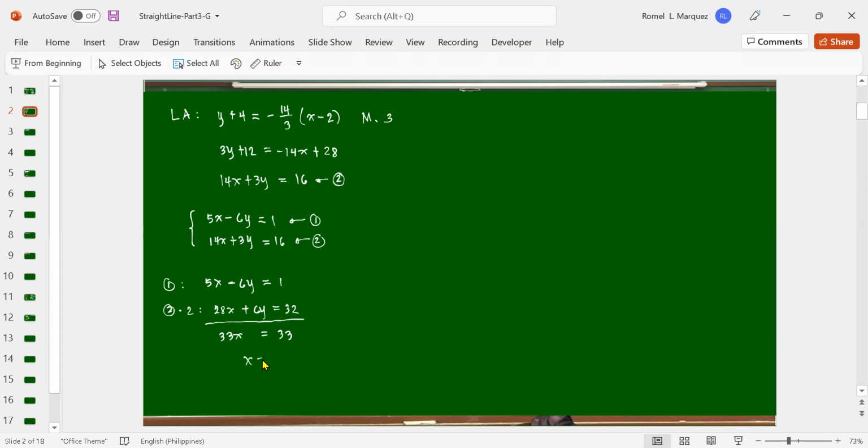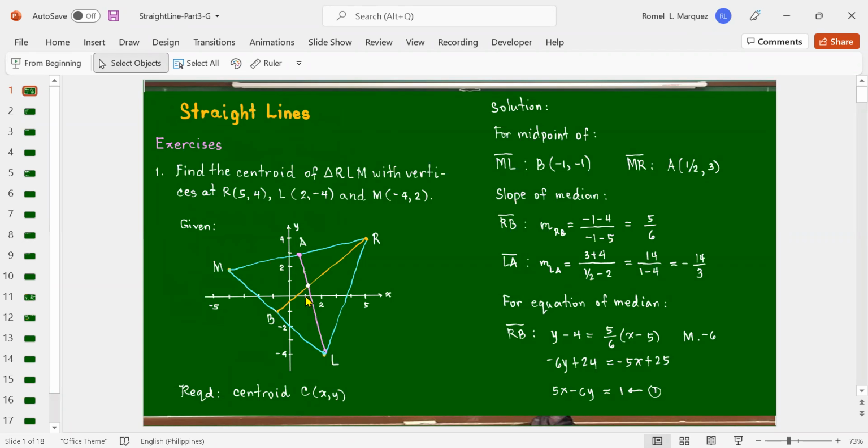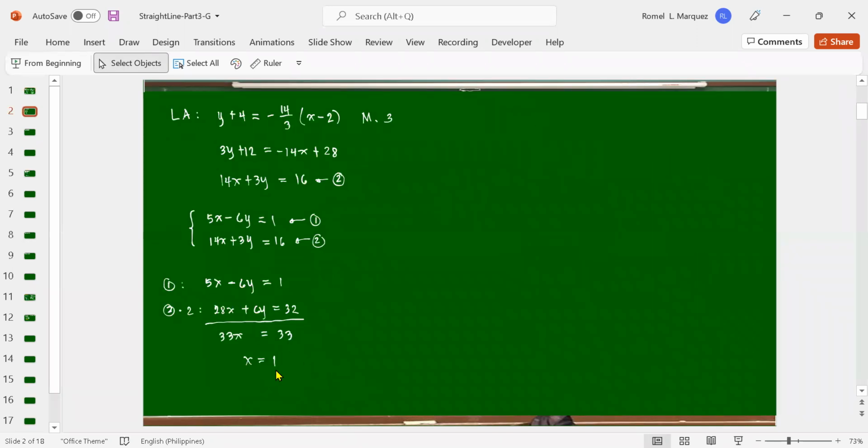And what is x, guys? X is 1. Let's see if it is close to our figure. So don't expect that it is exactly at 1, because our figure is not really that accurate. At least it's close, to approximate, it seems to be correct, no? Okay, guys? So x equals 1.